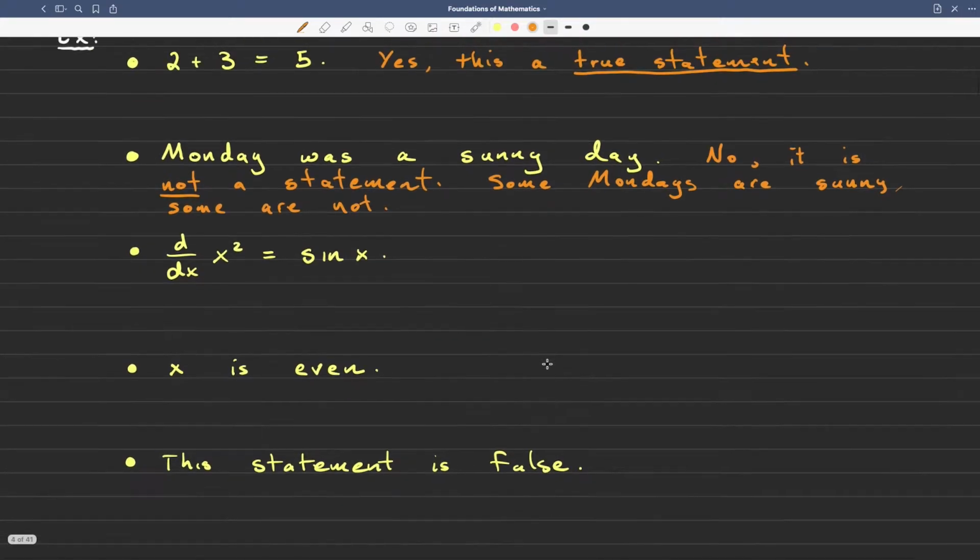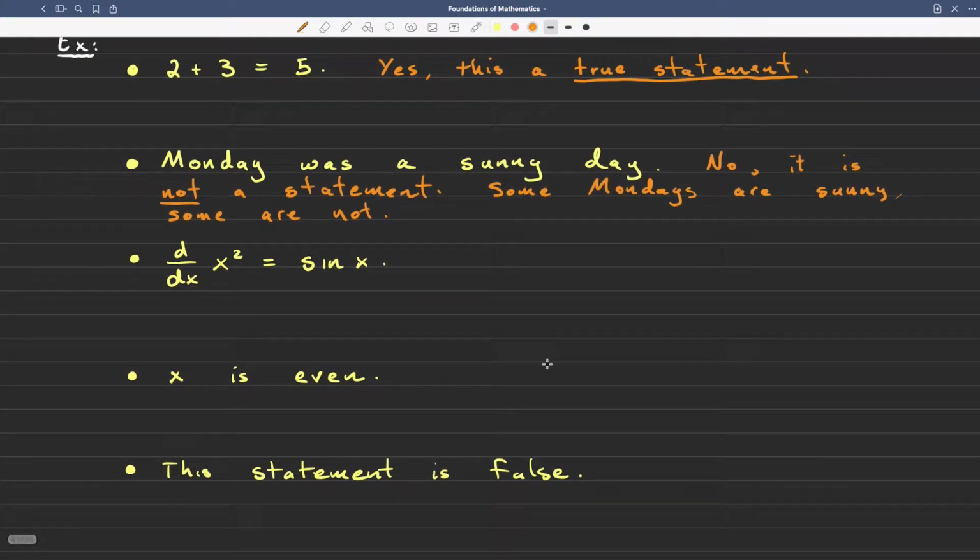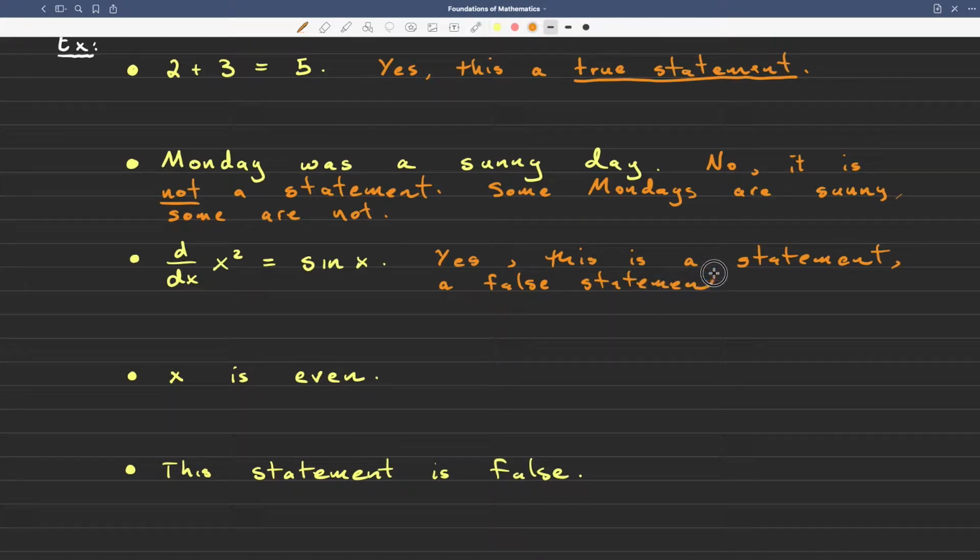Okay, the third example here, the derivative of x squared equals sine of x. I mean, the derivative of x squared is either sine of x or it's not, right? But the derivative's value doesn't change depending on the day of the week or who says it. So here I'm going to have to say yes, this is a statement, but it's a false statement, because it's not the case that the derivative of x squared is sine of x. The derivative of x squared is 2 times x, and we know that 2 times x and sine of x are not the same function.